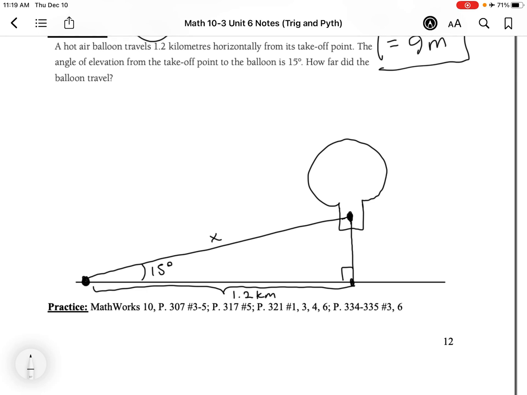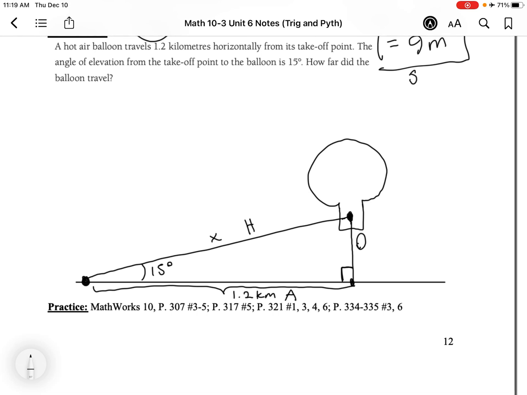Well, we start by labeling our sides. And again, I'm going to use this 15 degrees because that's my known angle to label my sides. So my right angle is over here. My hypotenuse is across from it. Okay, so here my unknown is the hypotenuse. My opposite side is the one that's across from the 15. So that's right here. And my adjacent is the 1.2 kilometers.